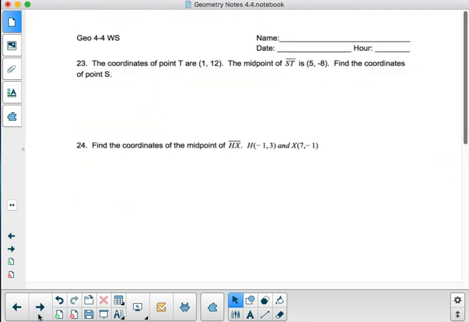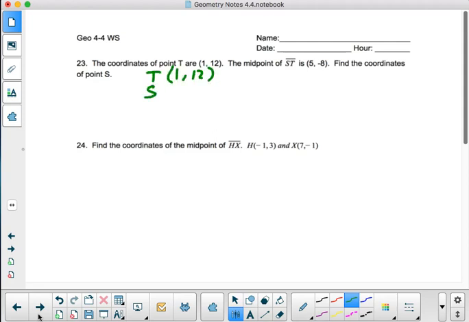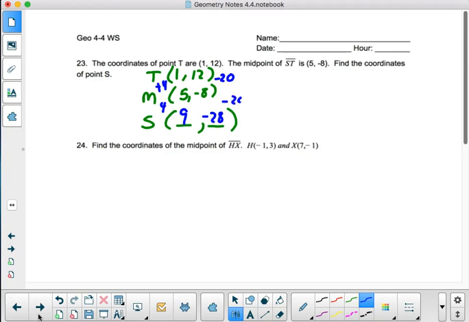Well, last part of this, 23: the coordinates of point T are 1 and 12. The midpoint of ST is 5, negative 8. Find the coordinates of the point S. So I've got T is 1 and 12. I've got the midpoint there of TS. So my midpoint is 5, negative 8, and they want S. Now, this is something that we've talked about with how far we've gone. This is down 20, so I've subtracted 20. I've added 4 over here. Subtracting this is going to be negative 28, and this is going to be 9. So when we look at those, because they're halfways.